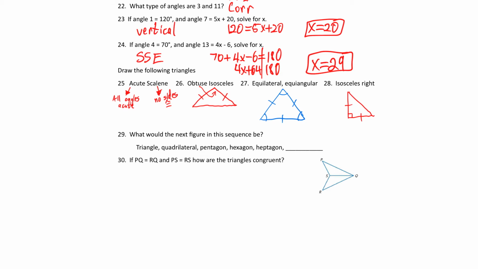Okay, what figure would be next in this sequence? Triangle, quadrilateral, pentagon, hexagon, heptagon, octagon.